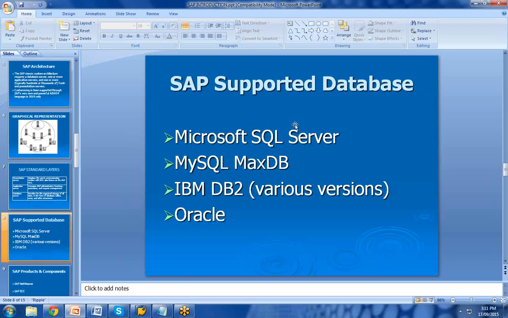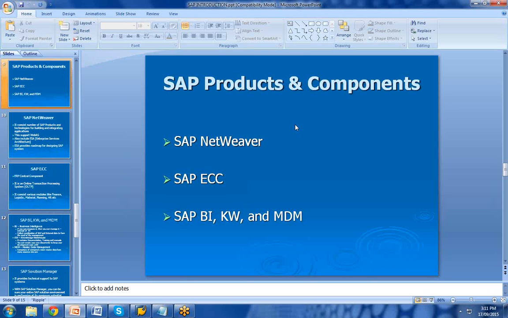Now, these are the SAP products: first is NetWeaver, ECC, SAP BI, and others. We generally use SAP ECC. Currently the latest version of ECC is 7.4. What is ECC? It is the ERP Central Component. And what is ERP? Enterprise Resource Planning, it's called ERP.